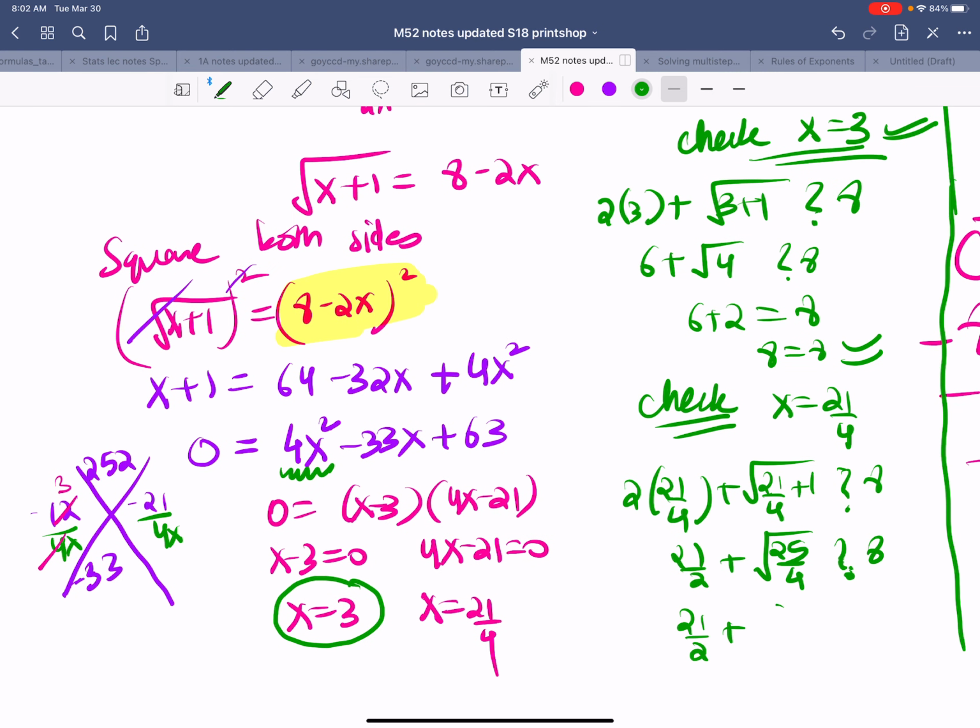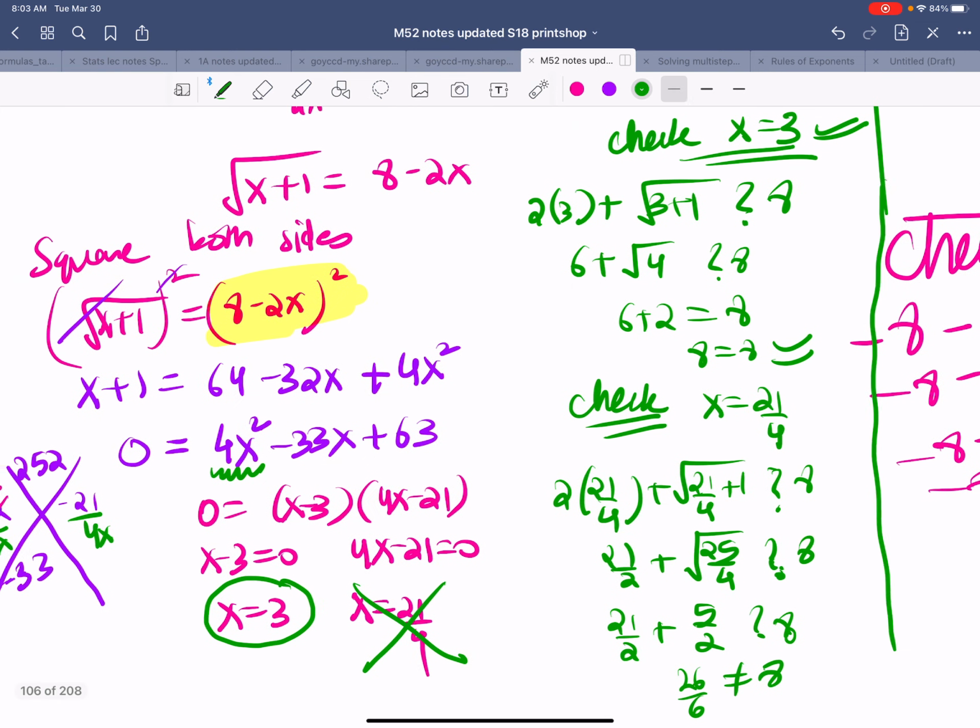21 over 2 plus 5 halves, is that equal to 8? Let's check. That would be 26 over 2, which is 13. 26 over 2, that is not equal to 8. So that means this solution does not work. It's an extraneous solution. 21 over 4 is an extraneous solution, but x equals 3 is a solution, and that works.